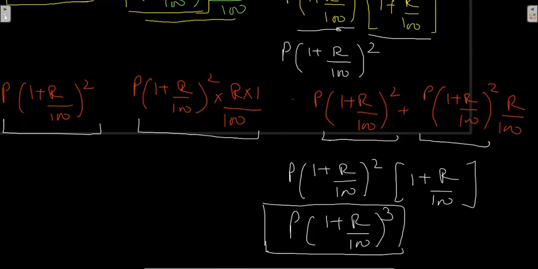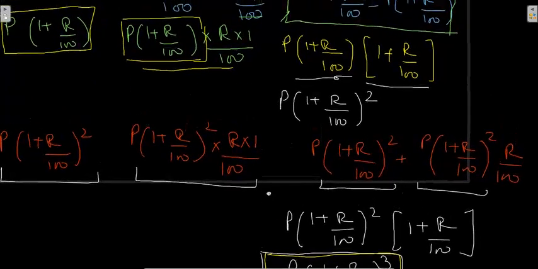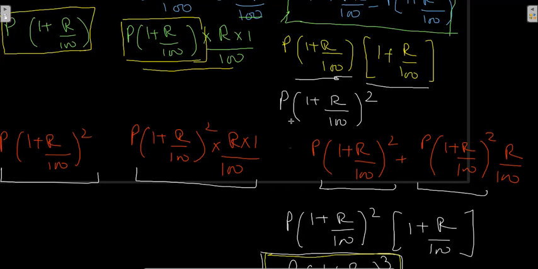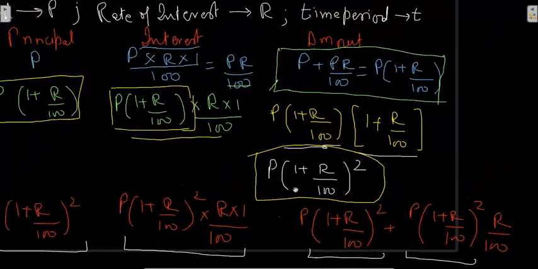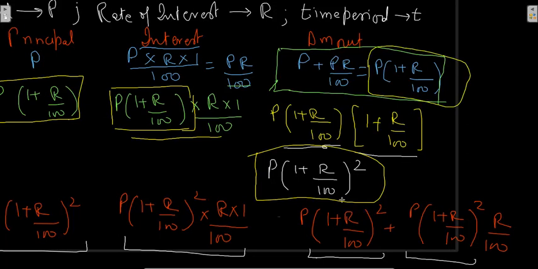Let's take a better color. Yeah, this seems to be okay. So this is the amount which we calculated after third year. And what was the amount which we calculated after second year? This was the amount which we calculated after second year. Right? And after first year, what was the amount? This was the amount.